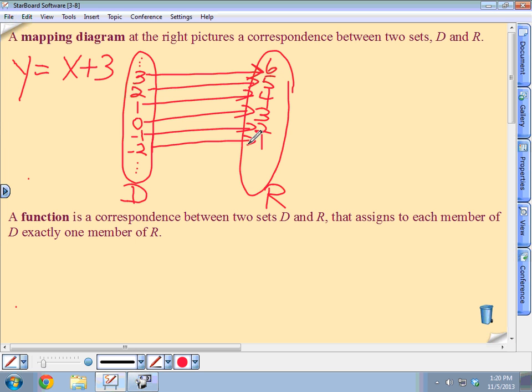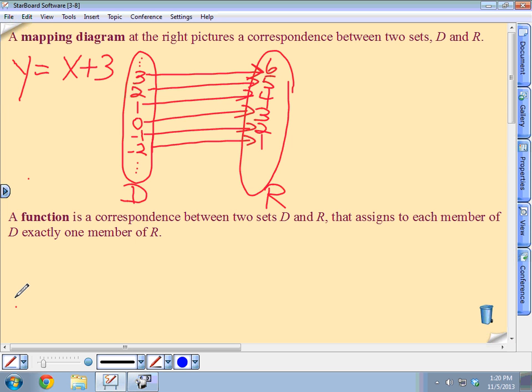Okay? And that's what a mapping diagram is. A mapping diagram just simply says, if you put this in, this is what you're going to get out. And it maps it over. So I think the book kind of tries to get complicated on you and make it more complicated than that, but it really isn't any more complicated than that.